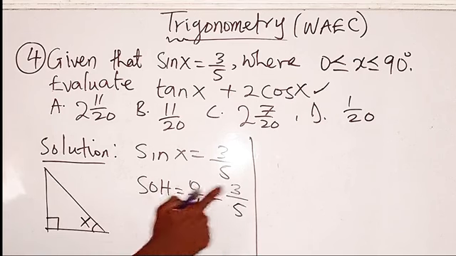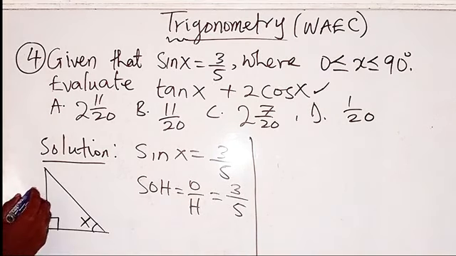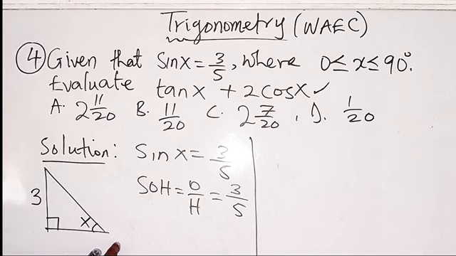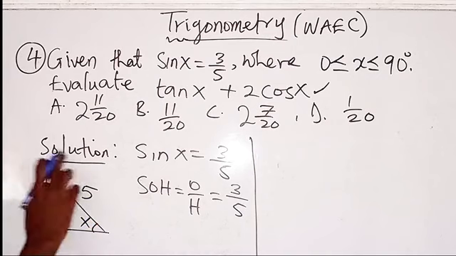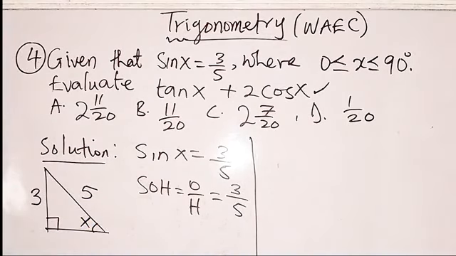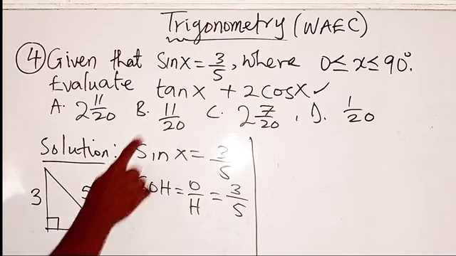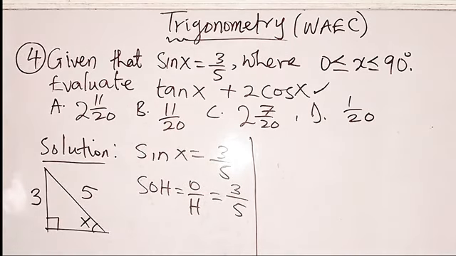So O stands for opposite, and the opposite to x is the side that is facing the x. Then the hypotenuse is the longest side, which is 5, the side facing the right angle. This is 90 degrees. So I told you, whenever you are given this, you should make sure that you know all the three sides. That is when you'll be able to find, in case you are asked to find tan x, cos x, or sin x. So therefore, to get this now, what are you going to do?